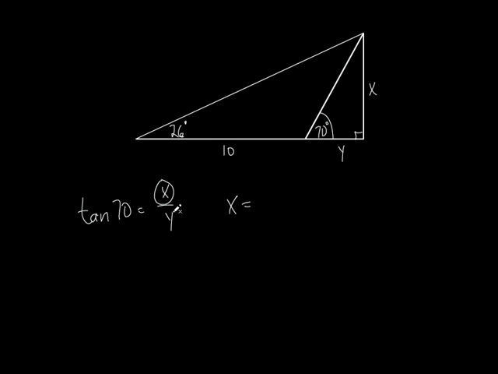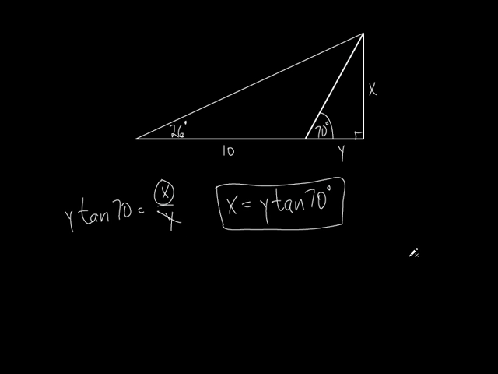X equals, now watch, take this Y and put it over here. So multiply both sides by Y and I get this. So X is equal to Y times the tangent of 70 degrees. That really doesn't tell me anything because I don't know what Y is equal to. But what I'm going to do is put this in a little box. We're going to hang on to it for safekeeping. Alright, we'll get back to it in a little bit.